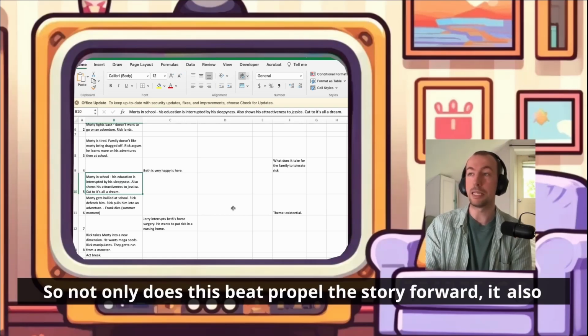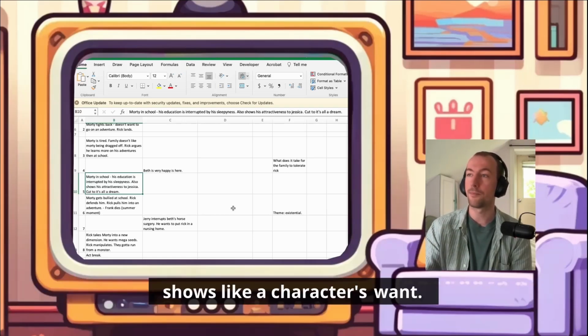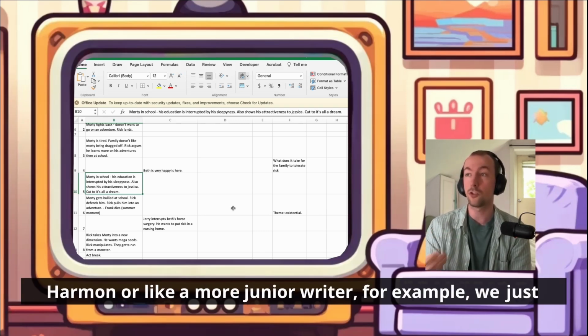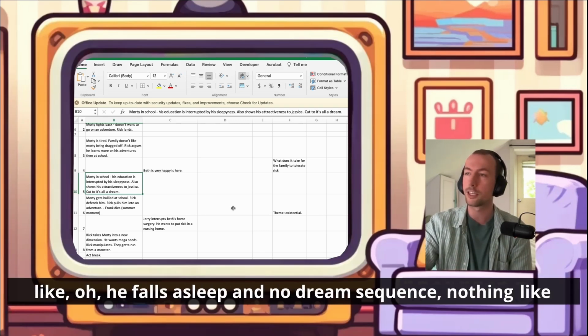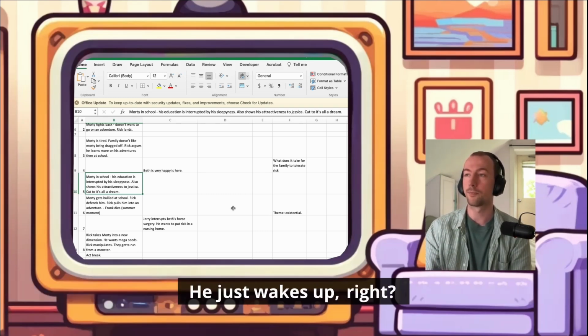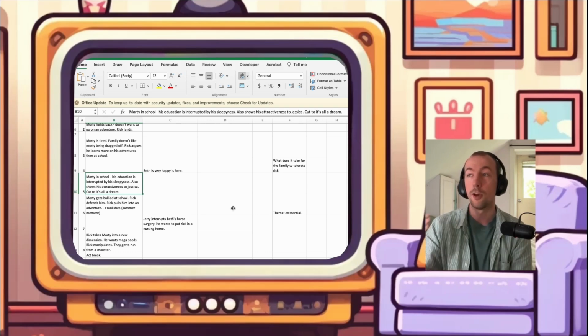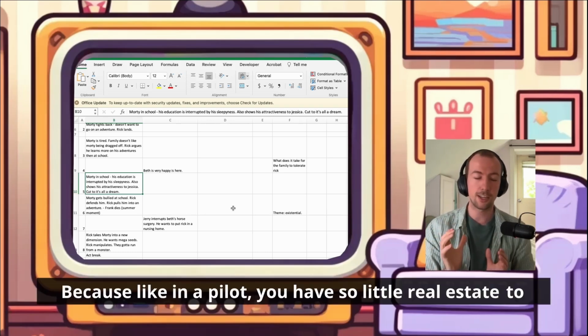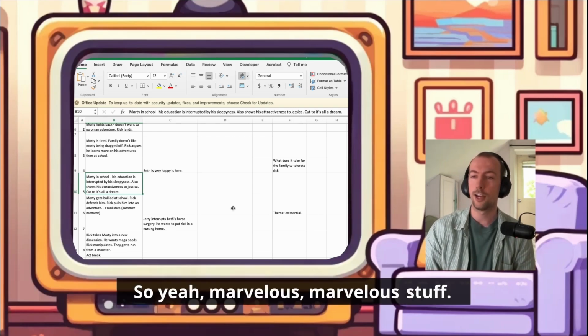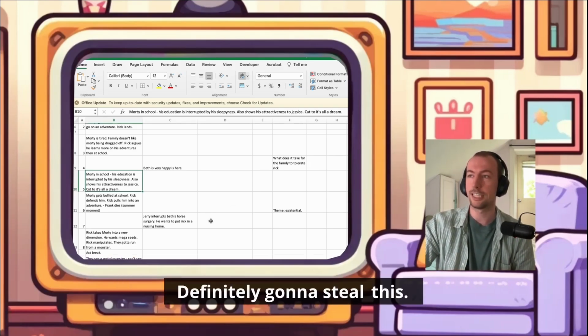So not only does this beat propel the story forward, it's also a brilliant way, like someone who isn't Dan Harmon or a more junior writer, for example, we would just have him fall asleep, and no dream sequence, nothing like that. He just wakes up, right? You would show the repercussions, but this is so great because in a pilot, you have so little real estate to establish all these different things, right? So yeah, marvelous stuff. Definitely gonna steal this.